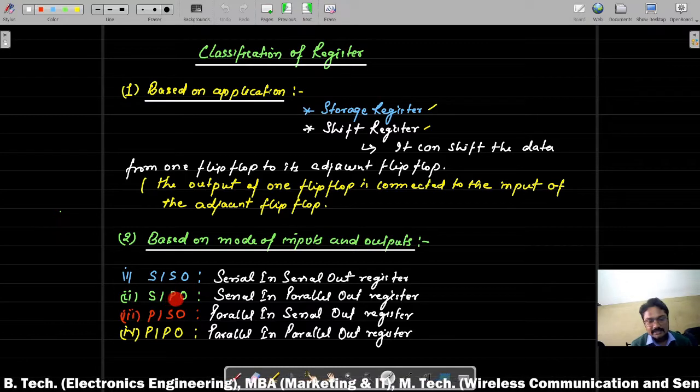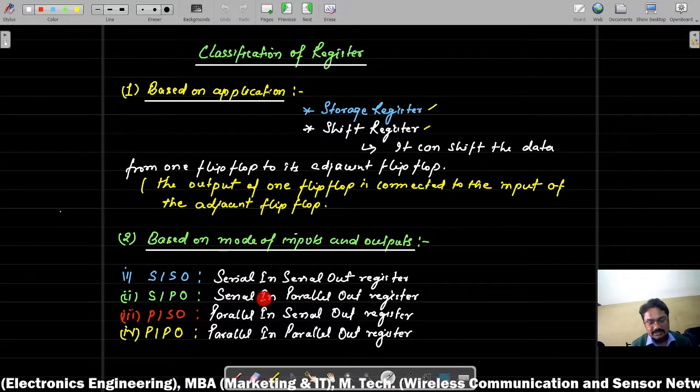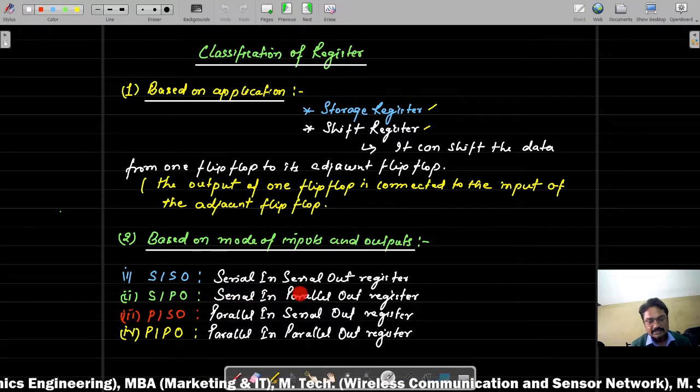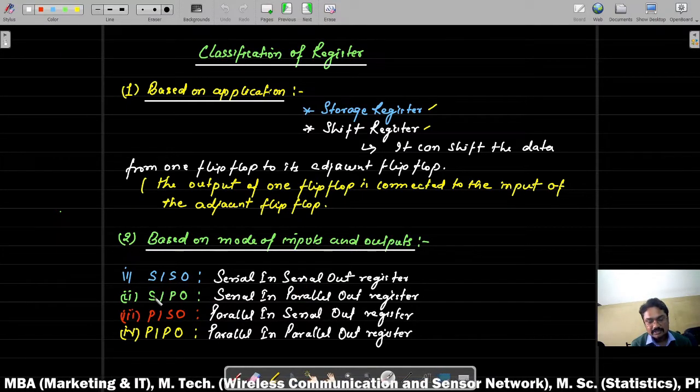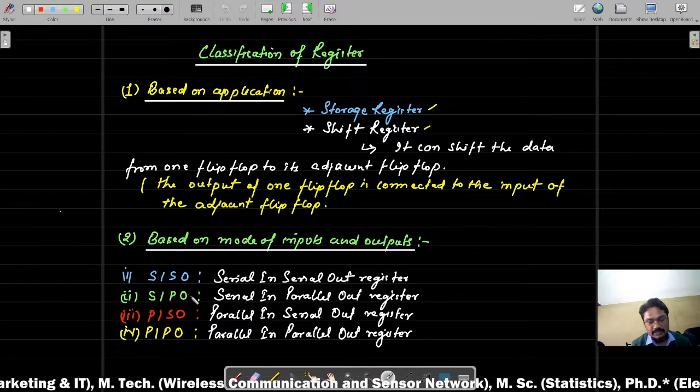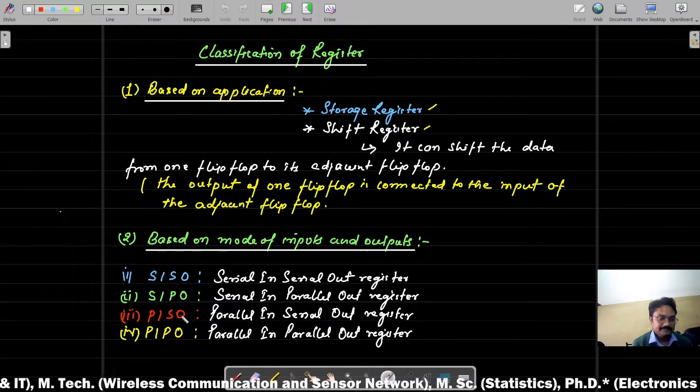Second is the serial in parallel out register. Data input will be done in serial fashion, but you can read the data in parallel. That's why the SIPO, serial in parallel out registers, are there.